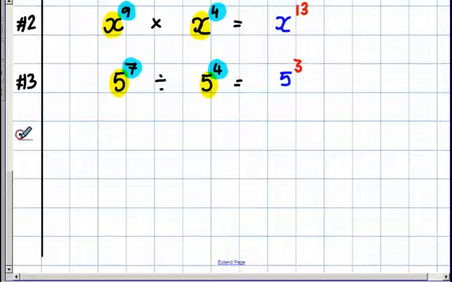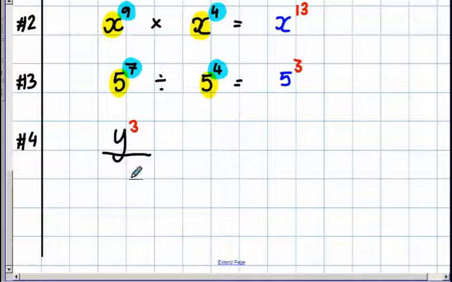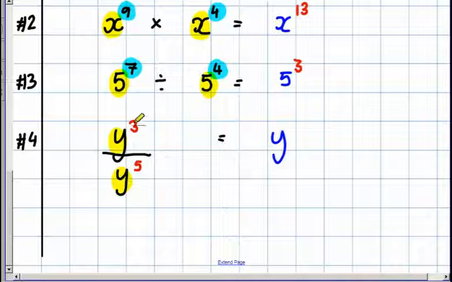Example 4. y to the power of 3 divided by, remember this, that's the other way of showing divide, to show it as a fraction, y to the power of 5. So my answer is going to be y to some power, because the bases are the same. But when you divide, you subtract the powers. But this is a tricky one. What is 3 take away 5? The answer is minus 2.